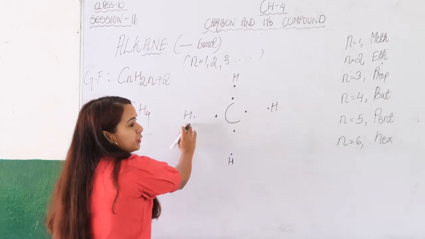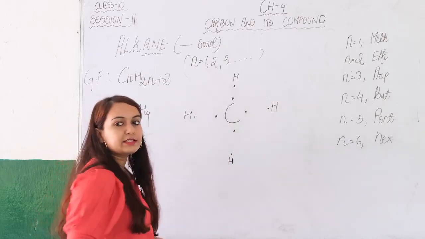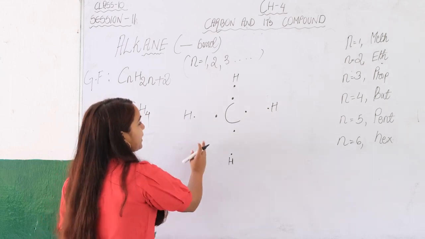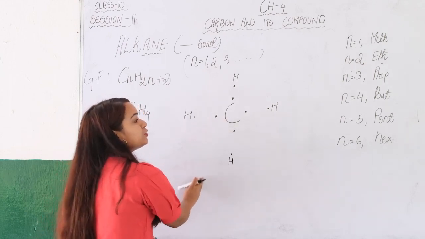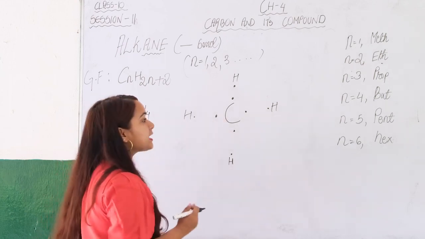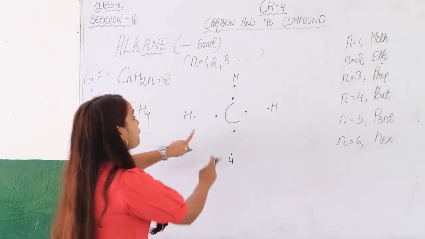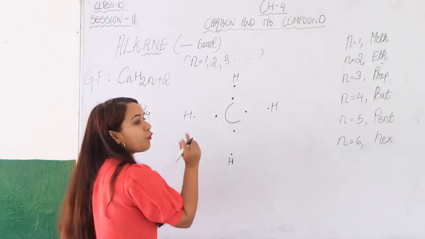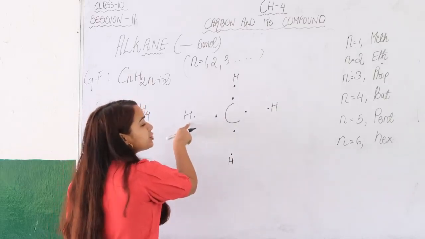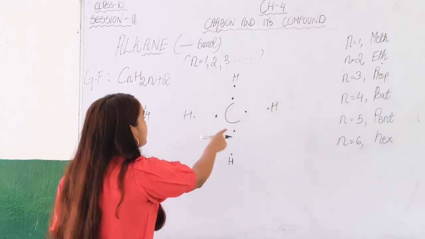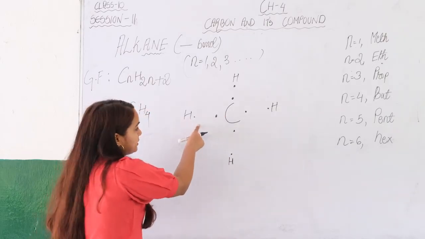Now, hydrogen, we know that in order to attain stability, needs 2 electrons, and carbon, in order to attain stability, needs 8 electrons. We already have 4 electrons for carbon, it needs 4 more electrons. For hydrogen, we need 1 more electron because it already has 1 electron in it.